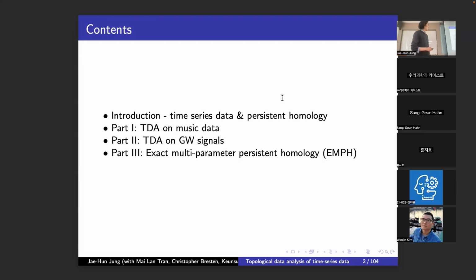To introduce EMPH, I need to explain the complexity of persistent homology, so I'm going to spend some time explaining persistent homology. Probably some of you are already experts in persistent homology, but just in case you're not familiar with it, I'm going to briefly introduce what it is.